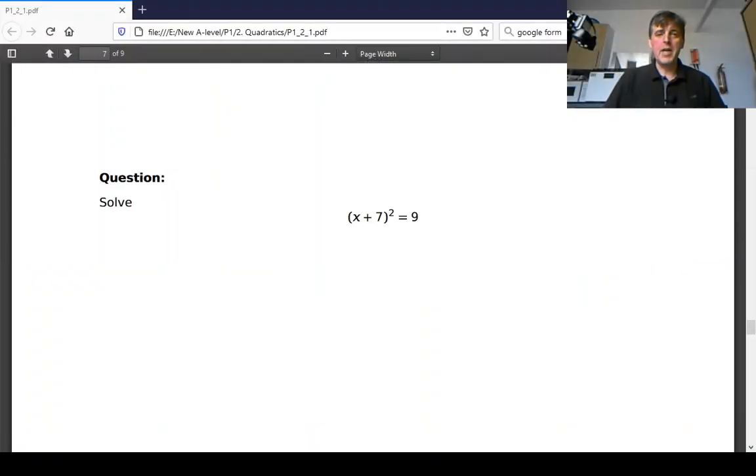Okay, so on the screen now is one for you to have a go at, which I think you can use that same method I've just used here. You don't need to expand anything out, you can just rearrange the equation to get your roots. Have a go at it and restart the video when you're done.